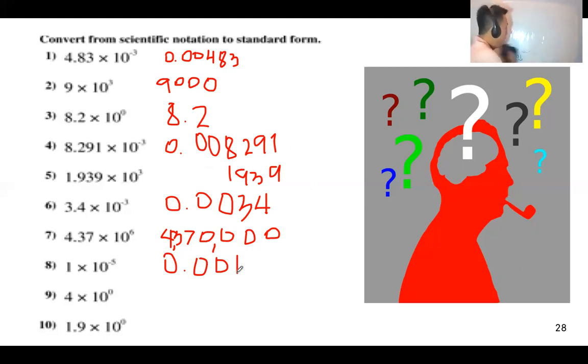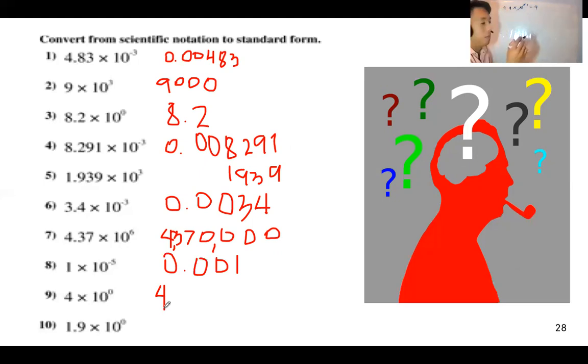Number 9. Okay, number 9, we have 4 multiplied by 10 raised to 0. This one is super easy. Anything raised to 0 is 1, so we can transform this as 1. What is 4 times 1? The answer is 4. So for number 9, the answer is only 4.